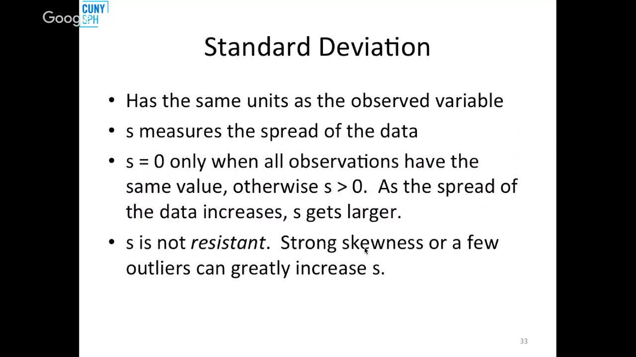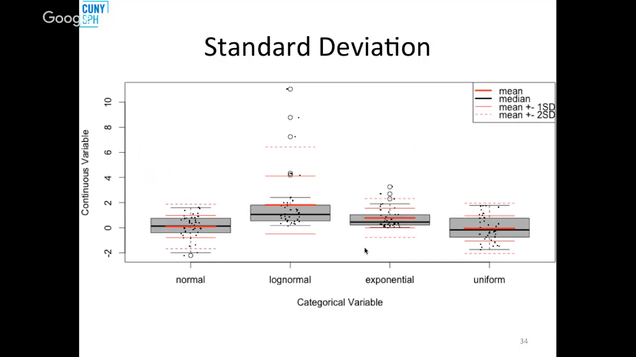Standard deviation, as I mentioned, is just the square root of the variance. Key point about it is that it has the same units as the observed variable. If the observed variable is in inches, standard deviation is in inches. And it measures the spread of the data. It's never zero unless all of your observations have exactly the same value. If there's any variability in your observations, then it's going to be greater than zero. And the more variability there is, the greater S is, which is, once again, not resistant to skew or outliers.